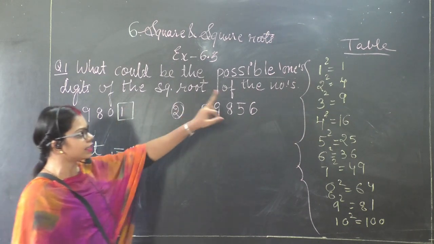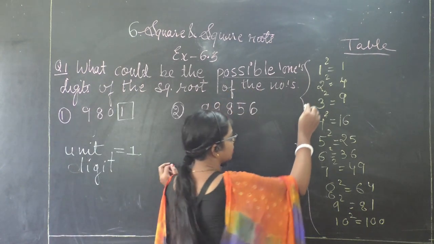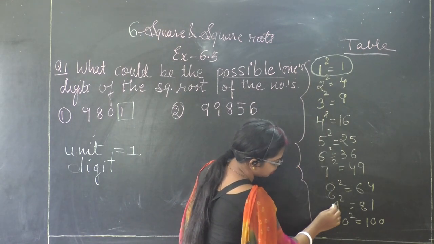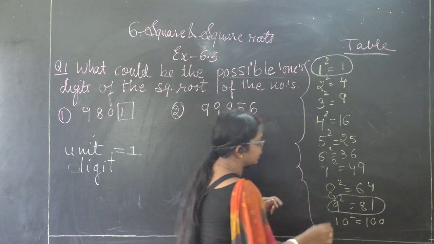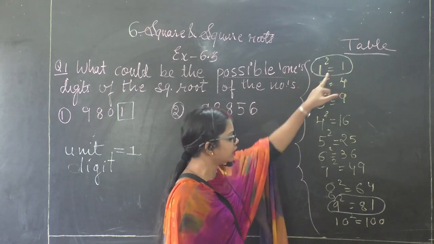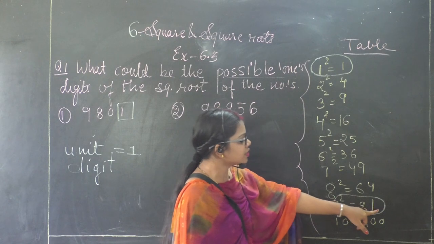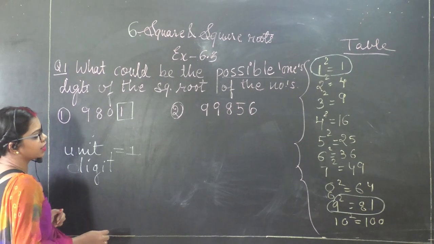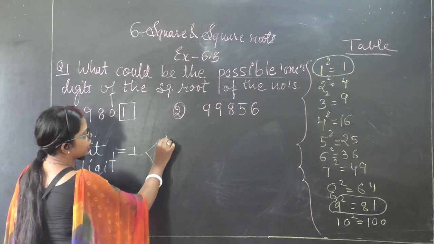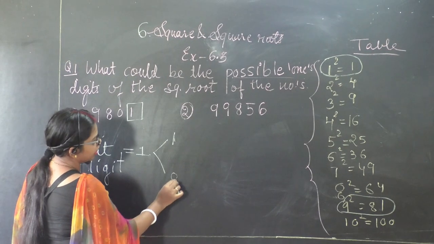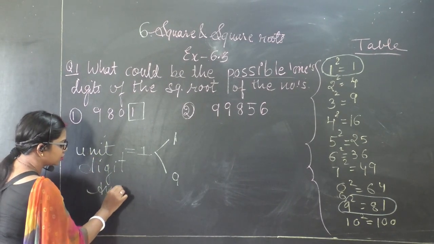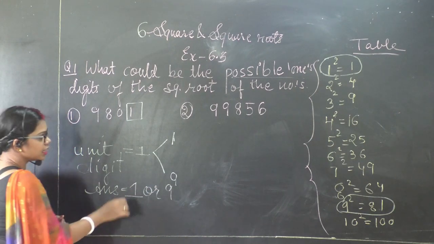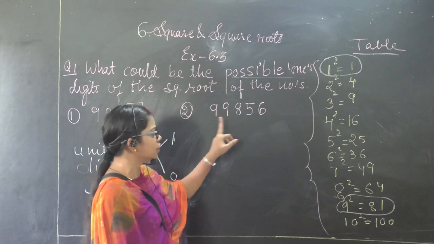So let's take this table where you will get 1. I get it in 1 square, which is 1. Another I will get is 9 square, which is 81. Here the last digit of 1 square is 1 and the last digit of 9 square, 81, is 1. So what are the possibilities of getting the unit digit as 1? It is 1 or 9. So the answer will be 1 or 9.